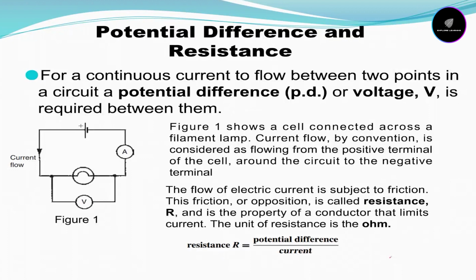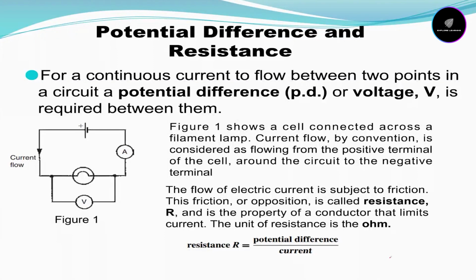Now, if we consider the figure on the left, which is a simple circuit, this figure shows a cell connected across a filament lamp. Current flow, by convention, is considered as flowing from the positive terminal of the cell around the circuit to the negative terminal. The flow of electric current is subject to friction. This friction or opposition is called resistance.